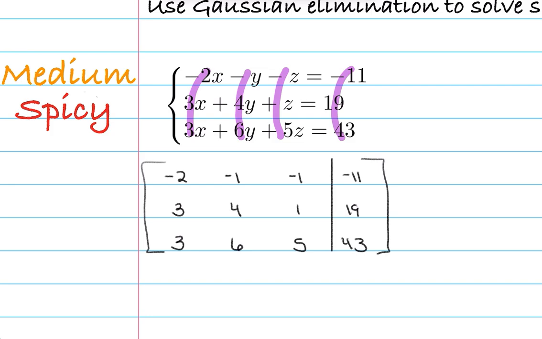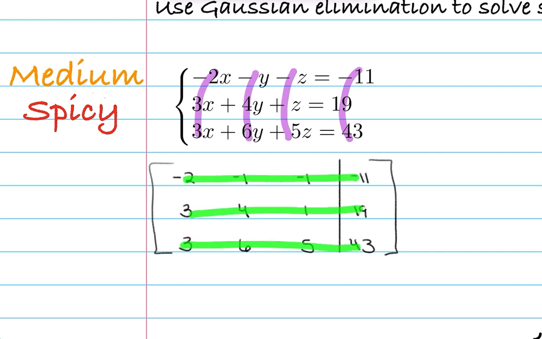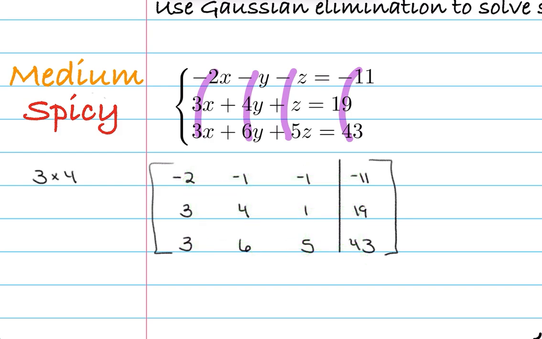If you are needing dimensions of this matrix, remember dimensions are always rows by columns. So we have 1, 2, 3 rows by 1, 2, 3, 4 columns. So this is a 3 by 4 matrix. That's especially important if you are going to use your calculator for this.